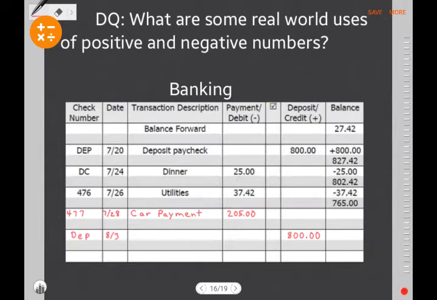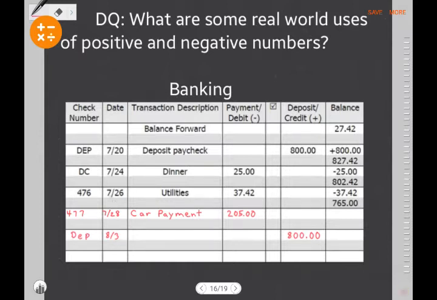Then on 7/24, they used their debit card to go out for dinner, and they spent $25. That's going to take money out of their account, so that's recorded in the negative debit column. And then again, it's recorded as a negative number in the balance column. When that negative $25 is added to $827.42, we get a new balance of $802.42.